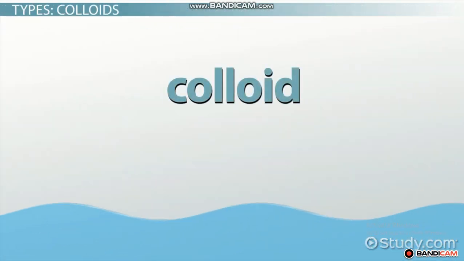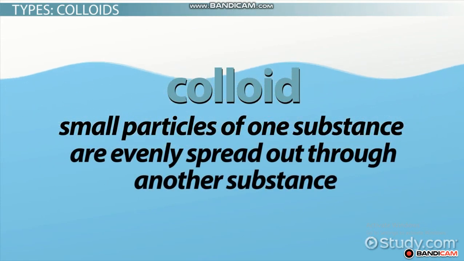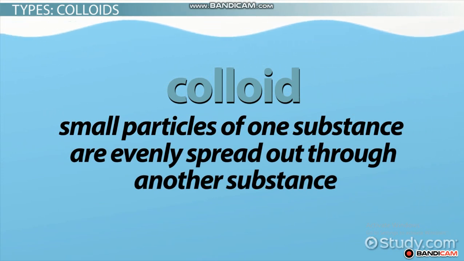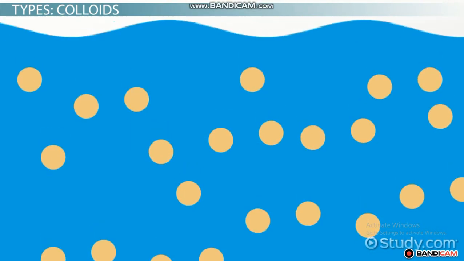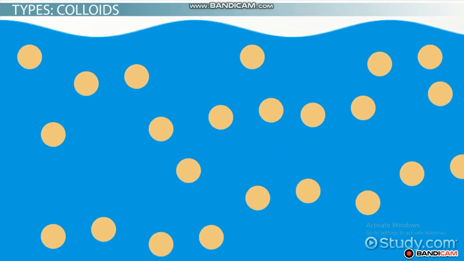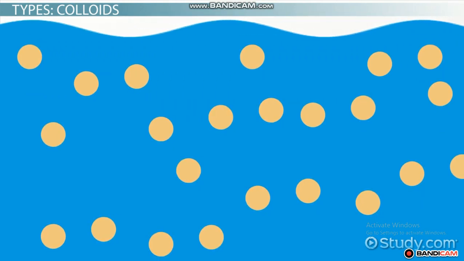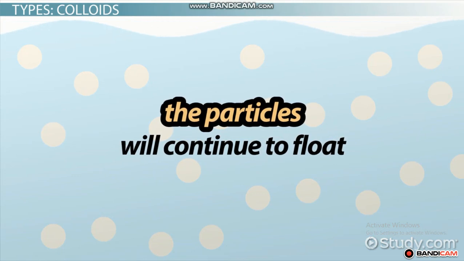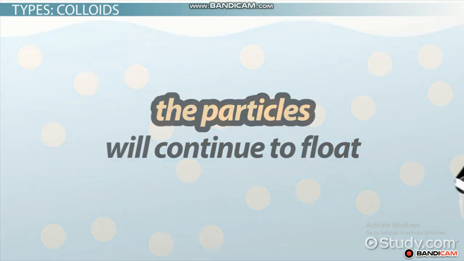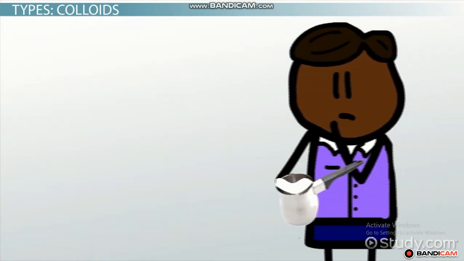A colloid is created when very small particles of one substance are evenly spread out through another substance. The particles do not dissolve into the other substance, and they never settle to the bottom, like in a suspension. The particles will continue to float. Because of these characteristics, it can be hard to tell if a colloid is a heterogeneous mixture.